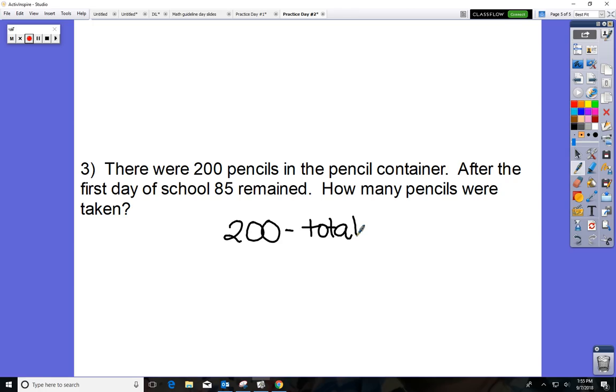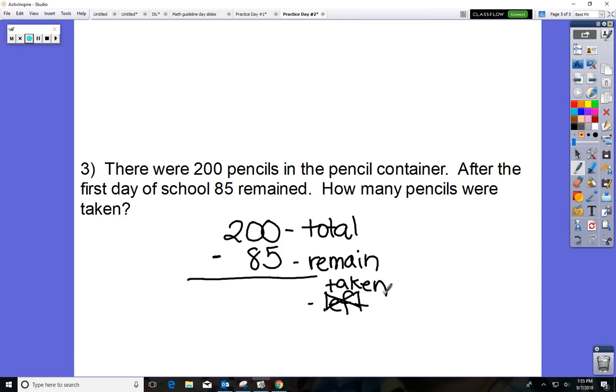So if I take away those number that remained, I'll be left with how many were taken. So if I kind of do the opposite, if I'm taking away how many were remaining, what's left over will be how many were taken. Oops, I wrote the wrong word here. Taken. Okay? So when I go to subtract this, 0 minus 5 I can't do. I can't take from a 0.